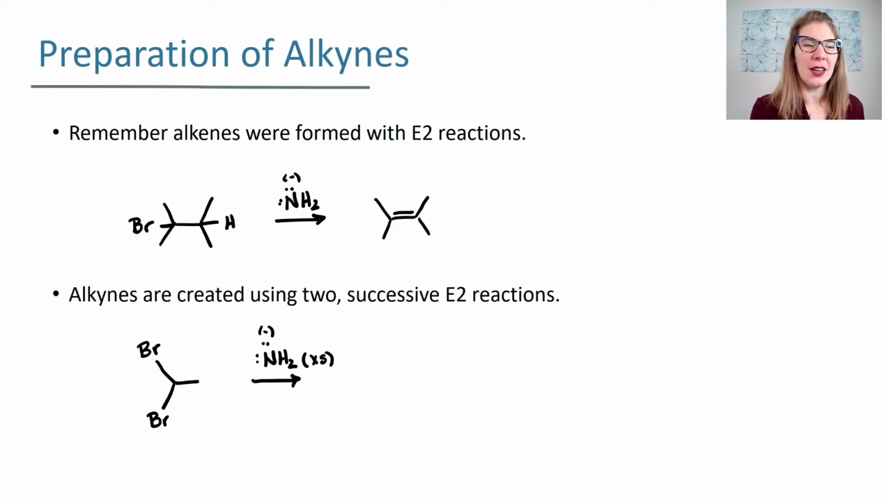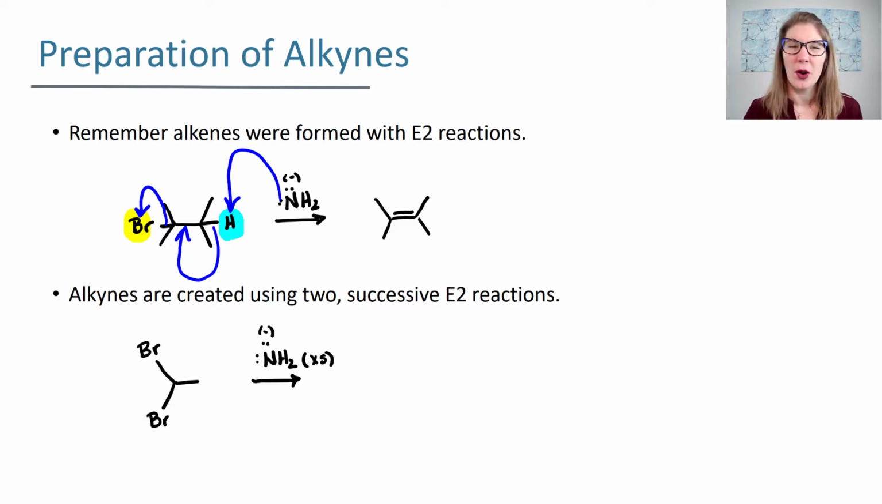For this E2 reaction, what we needed was a leaving group and a beta proton, and our base came in and pulled off this beta proton. The electrons swung around, made a pi bond, and forced out our leaving group in order to form that alkene.